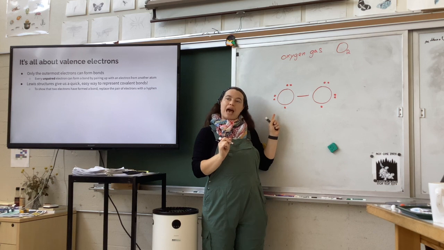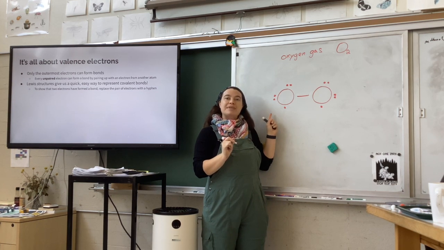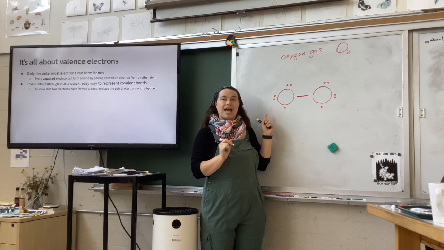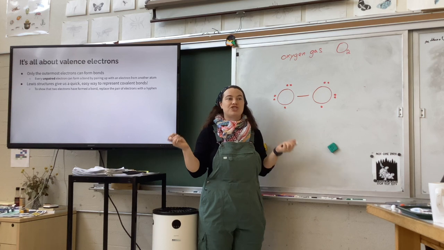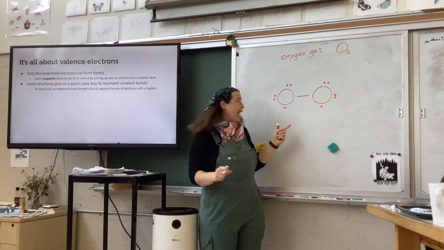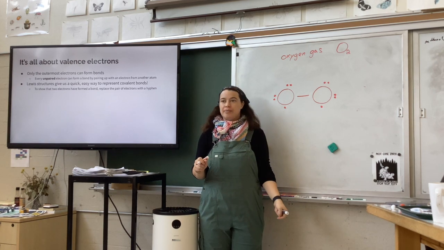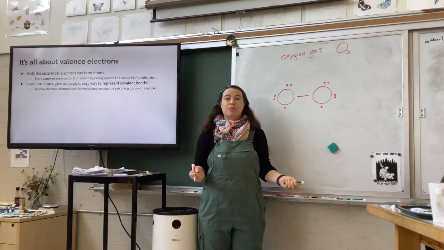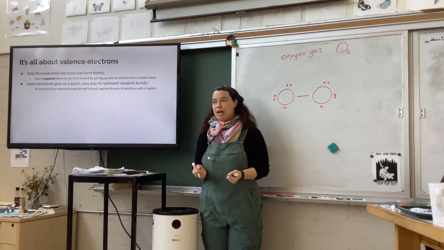Are these oxygens happy? No. How many valence electrons do these oxygens currently have? Danny? 7. They've only got 7 valence electrons. Each oxygen needs another electron. And they can form another bond. So let's form another bond. We're going to form something called a double bond.